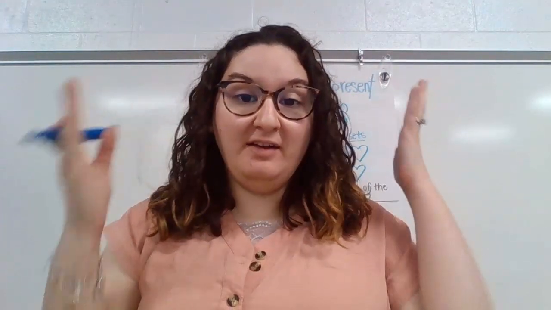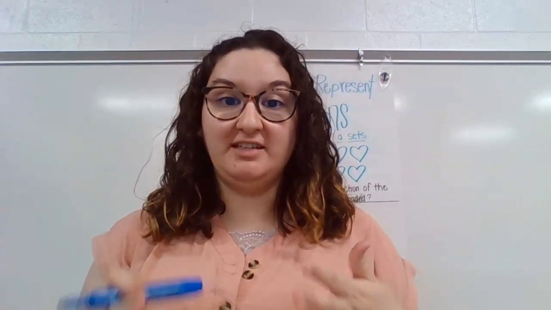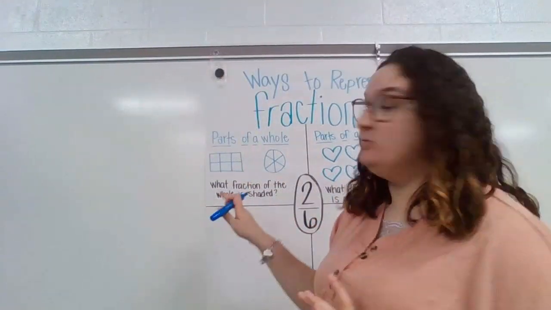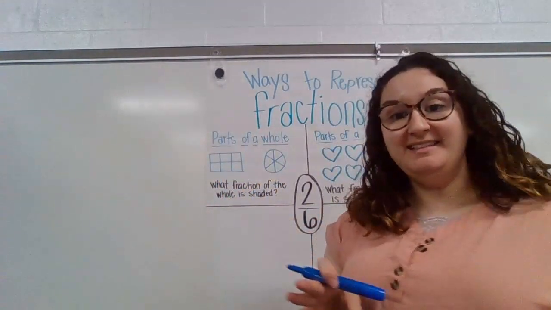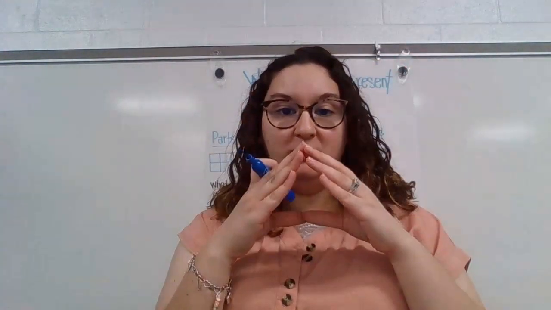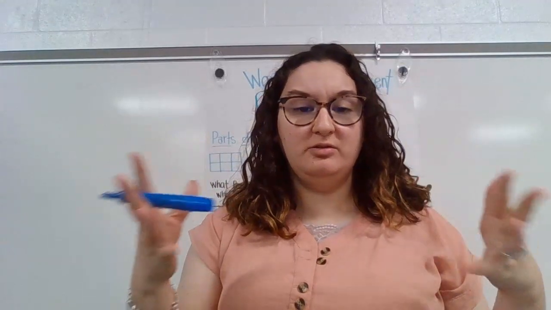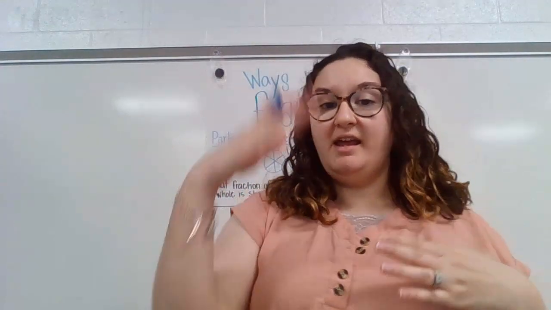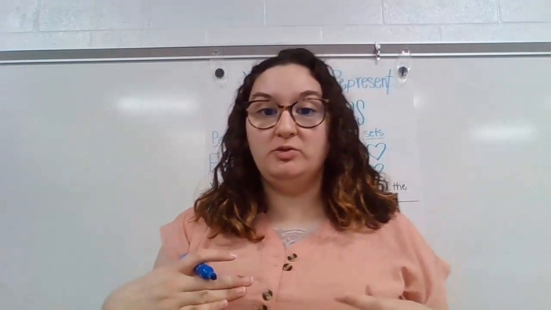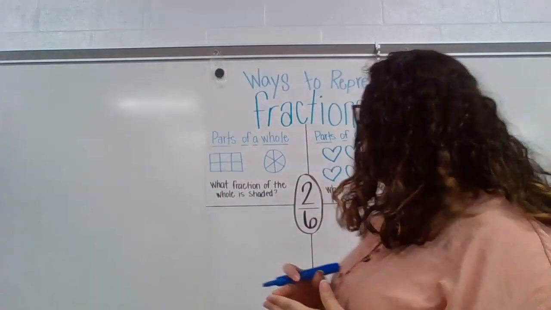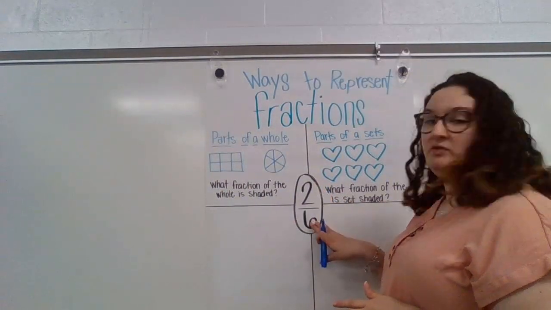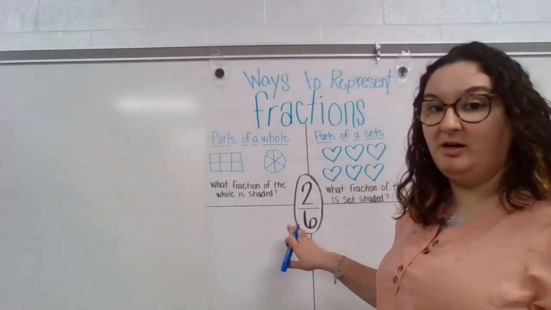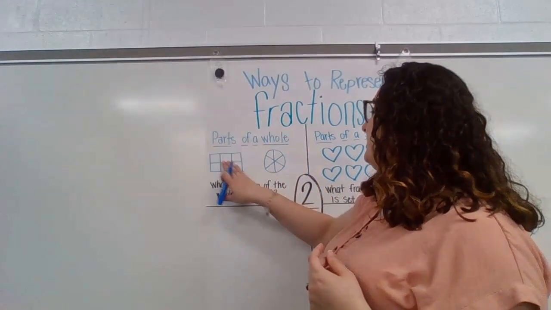Hey guys, so in math we are talking about fractions and we have learned two ways to represent a fraction. So the first way we learned to represent a fraction was parts of a whole. And this is where I have a whole, which is either a circle, a triangle, a rectangle, a square, and I have divided it into parts. Okay, so I have 2/6. This is the fraction that I'm going to be modeling. And so I want to show that in parts of a whole.